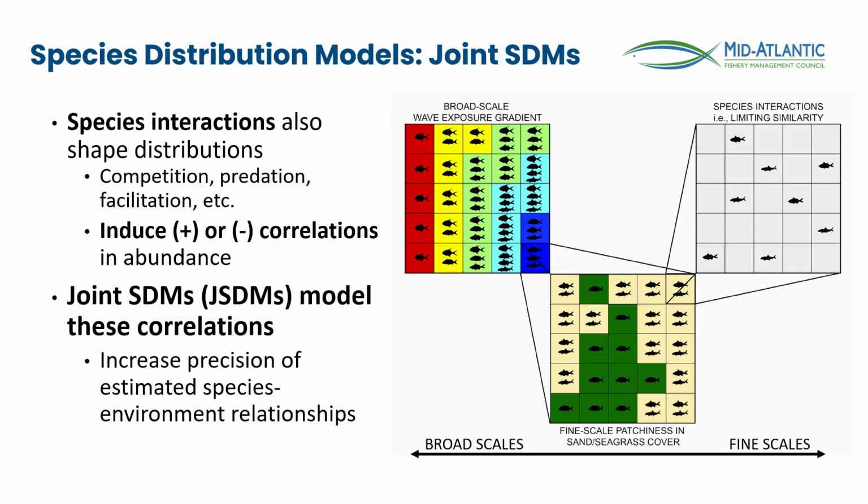But species distributions aren't solely determined by the physical environment. They're also affected by the distribution of other living organisms through interactions that occur between them. Competition, predation, or facilitation can produce interdependencies in the arrangement of animals, or correlations in species abundances that aren't explained by the environment. By explicitly accounting for these correlations, so-called joint SDMs, or JSDMs, that model multiple species at once, can obtain more precise estimates of species-environment relationships, while also offering potentially useful ecological insights about the relationships between species.